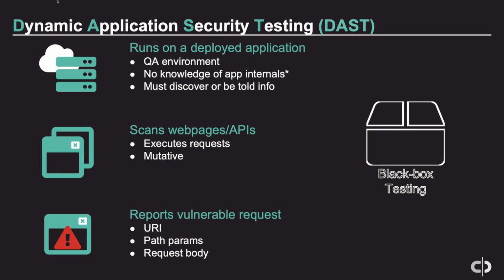Dynamic application security testing runs on deployed applications, and generally this is done within a QA environment. Since they are run without seeing the internals of the application, they often don't have knowledge of the app internals, at least out of the box. However, this can be configured by somebody with specialist knowledge of the DAST tool and the application under test.